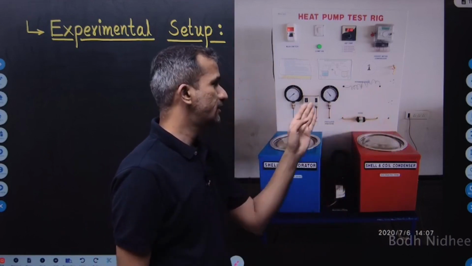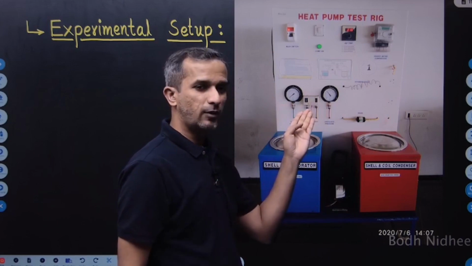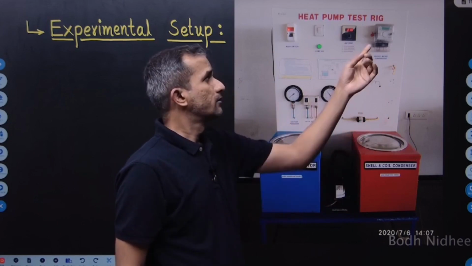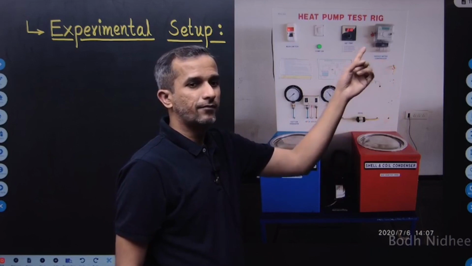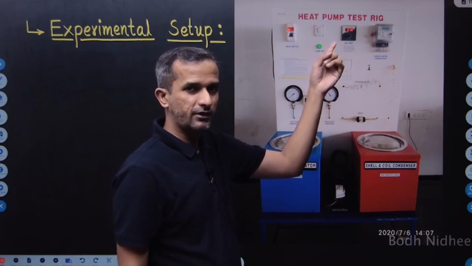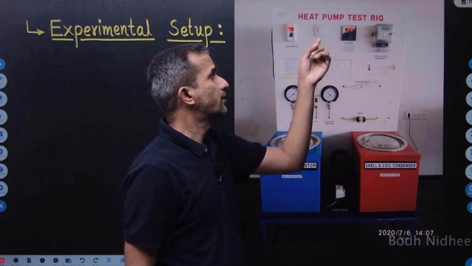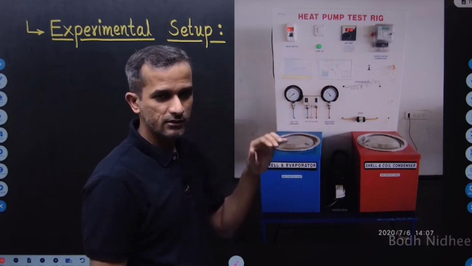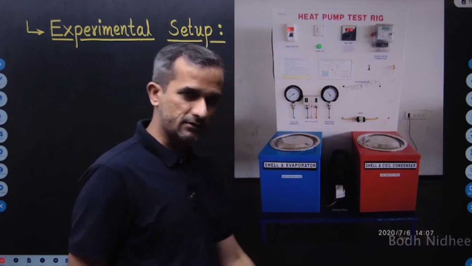In the circuit there is a pressure gauge, HPLP cutout, and dryer. There is an energy meter for the compressor. Then there is a temperature indicator which will show us the temperatures at different locations. The compressor switch is there and the main switch is there. This is what the heat pump setup is.